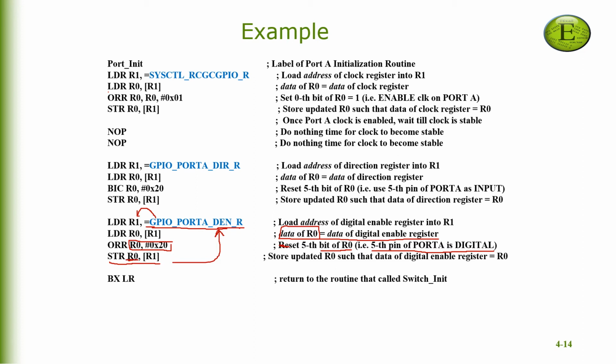So remember, data is still in R0. We need to write it back to the digital enable register. So store the updated R0 such that the digital enable register gets its value updated. And finally, the last instruction is BX LR, meaning that we're going to give the control back to the caller.